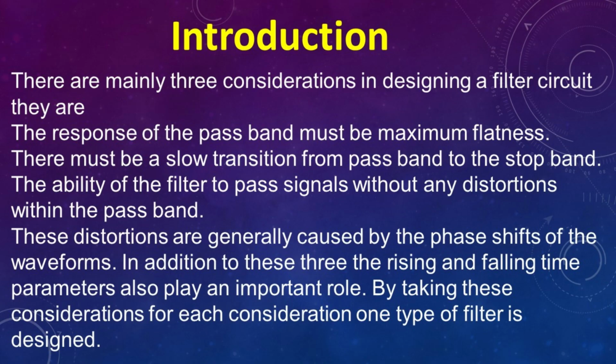Introduction. There are mainly three considerations in designing a filter circuit. They are: the response of the passband must have maximum flatness; there must be a slow transition from passband to stop band; and the ability of the filter to pass signals without any distortions within the passband. These distortions are generally caused by the phase shifts of the waveforms. In addition to these three, the rising and falling time parameters also play an important role.